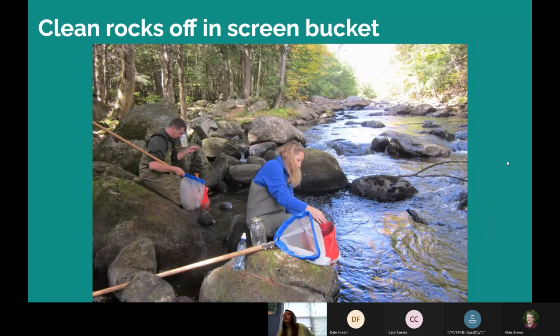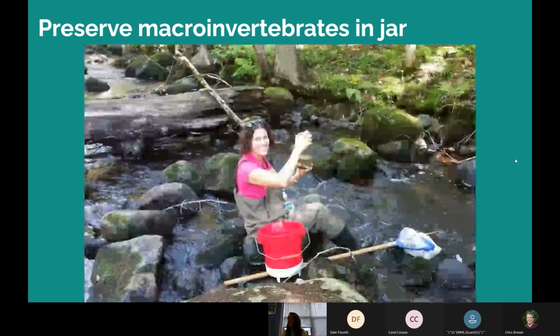A lot of these bugs, it's important when you're removing the rocks from the stream to wash them really closely because their job in a stream is to stick to those rocks and not get washed away, so they can cling on pretty well.